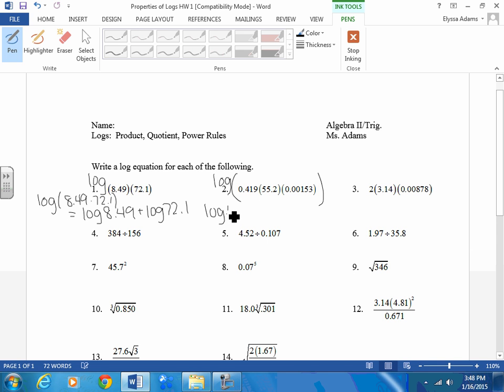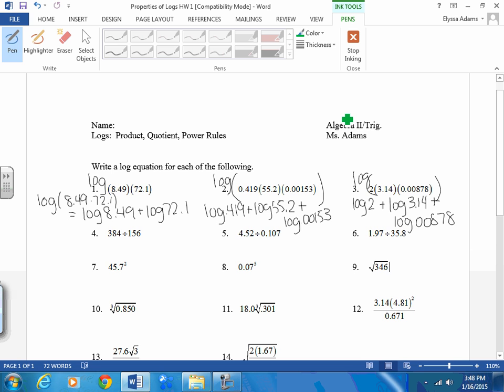I'm going to have the log of 0.419 plus the log of 55.2 plus the log of 0.00153. Same thing for number 3. We're going to have the log of 2 plus the log of 3.14 plus the log of 0.00878, because when you take the log of all this, you've got 3 things multiplied together, and multiplication changes to addition.